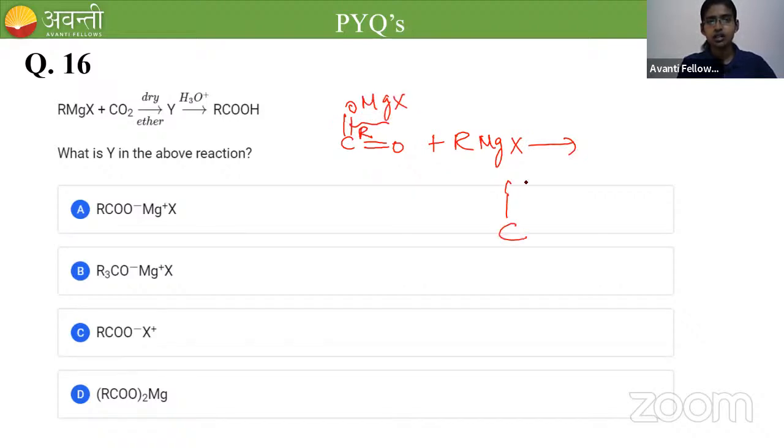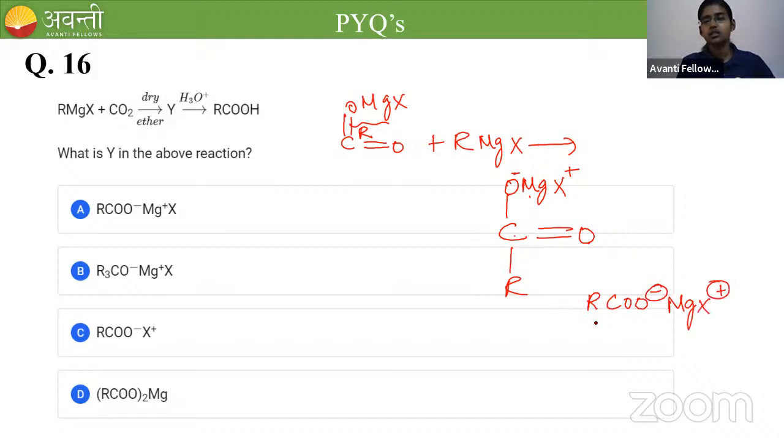So you will get COMgX and R here, and one double bond is there. So it is O minus and MgX plus. Okay, RCOO minus, this is R, CO minus and MgX plus. So this is the compound we are getting as Y. This is Y. So it is given in option A. Okay. Such an easy question. It is given in the preparation of carboxylic acid. You can go through it.